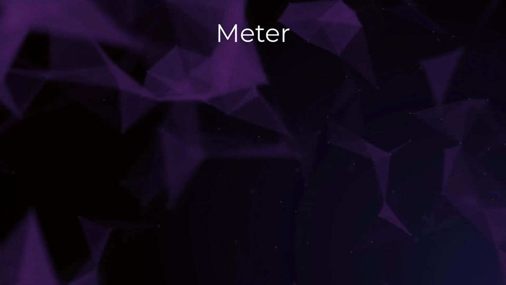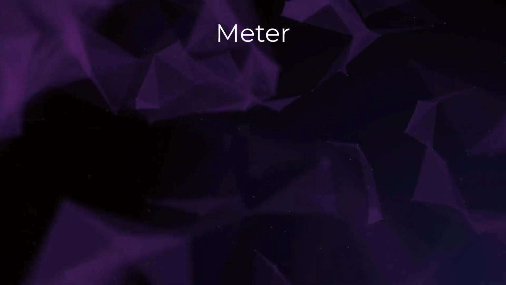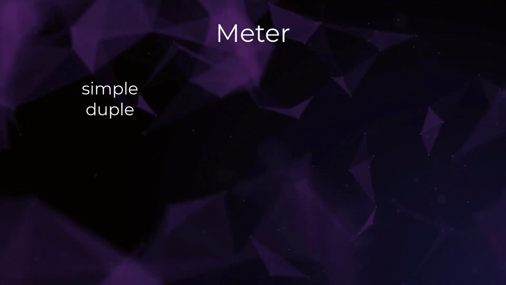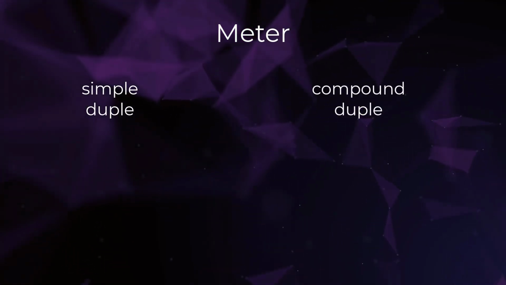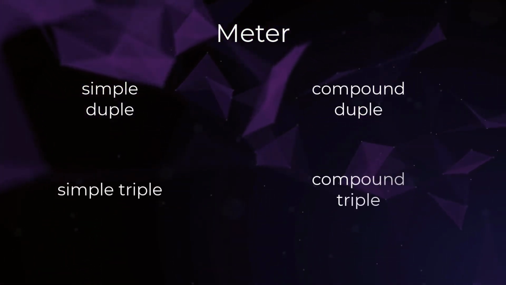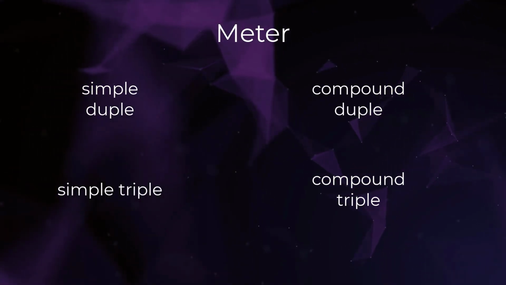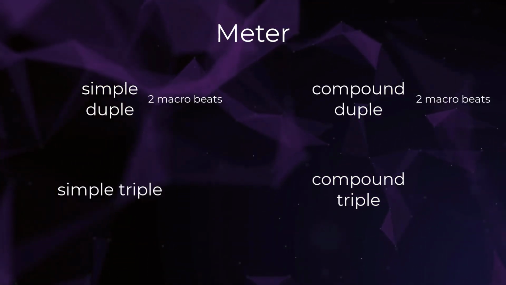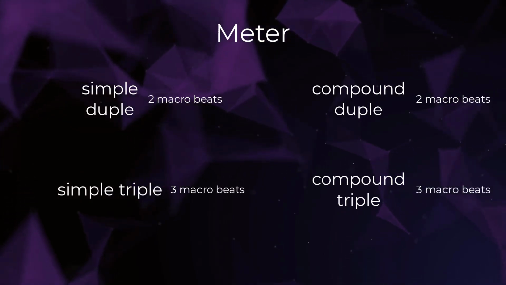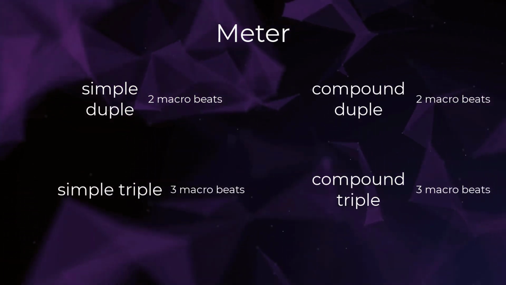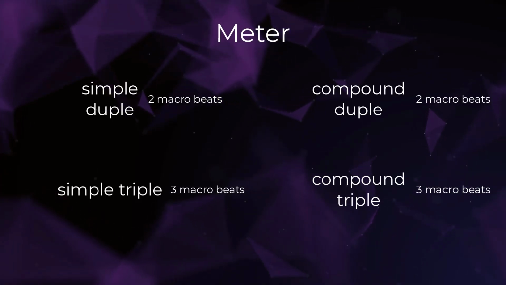There are only 4 combinations I will make you responsible for knowing: simple duple, compound duple, simple triple, and compound triple. We already know that duple divides the macro beat into 2 and that triple divides it into groups of 3. The trick is what groupings those divide into for determining simple versus compound.